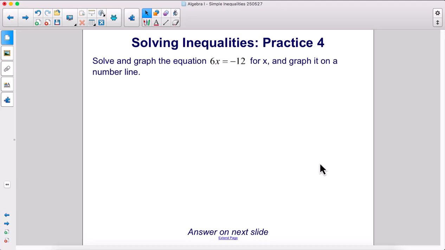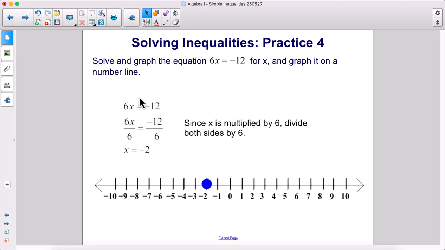Solve and graph the equation 6x equals negative 12 for x and graph it on a number line. Since x is multiplied by 6, divide both sides by 6 and we get x equals negative 2. This is an equality, not an inequality, so it's just going to be a closed circle at negative 2.